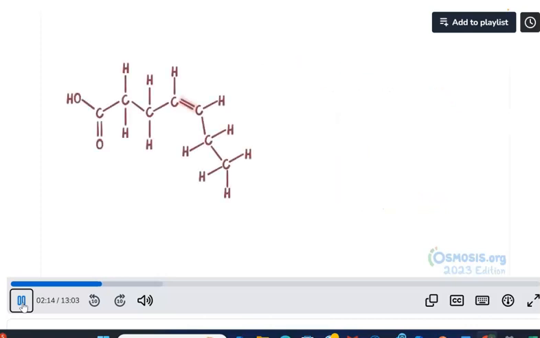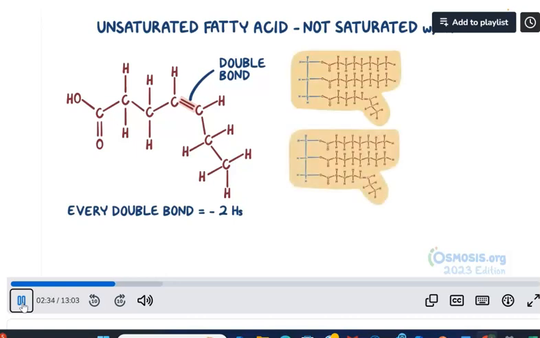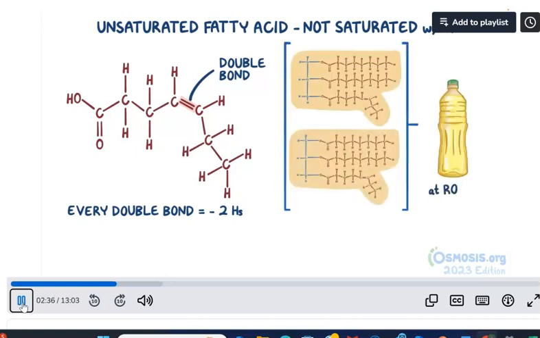Carbons can also have double bonds between them, though. And when a fatty acid has 1 or more double bonds, it's called an unsaturated fatty acid, because it's not saturated with hydrogen atoms. For every double bond, there are 2 fewer hydrogen atoms. Also, a double bond causes a kink in the molecule, so that unsaturated fats don't pack together as nicely as saturated fats. As a result, unsaturated fats are usually liquid at room temperature.